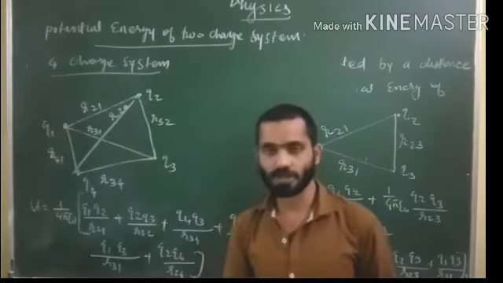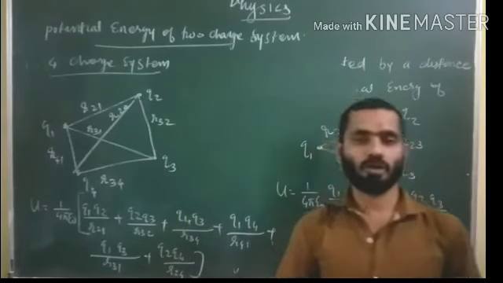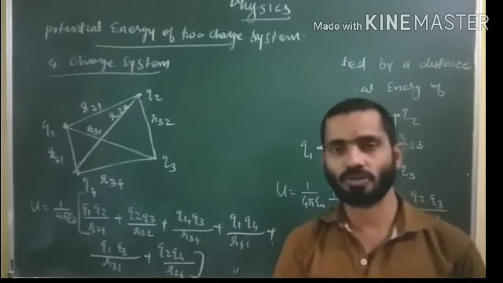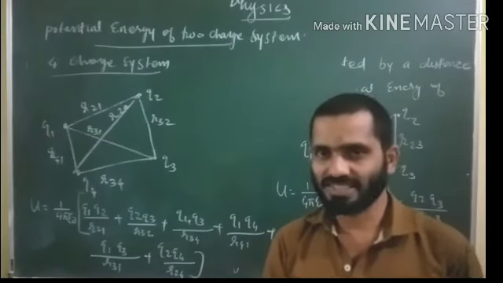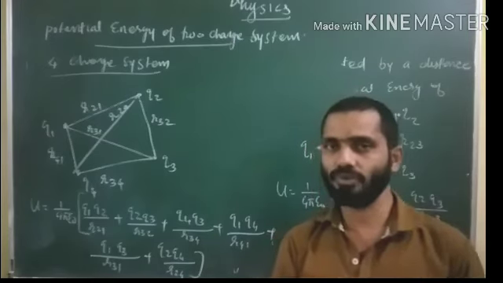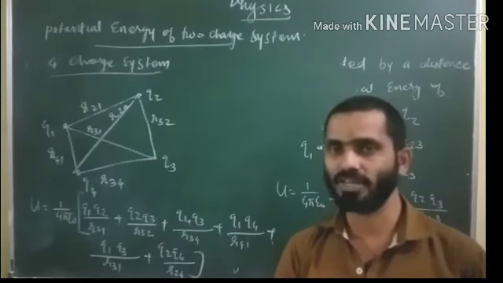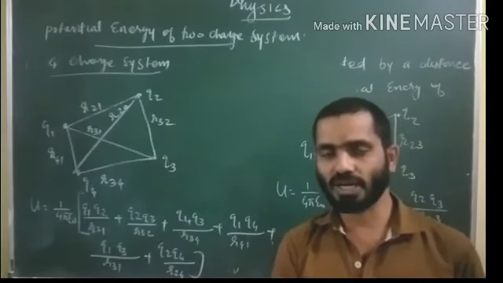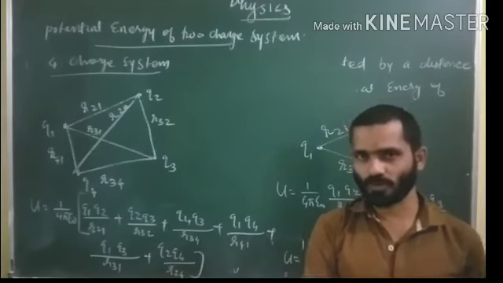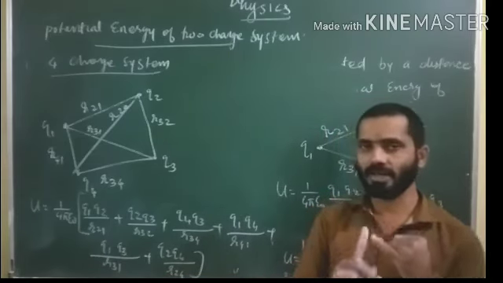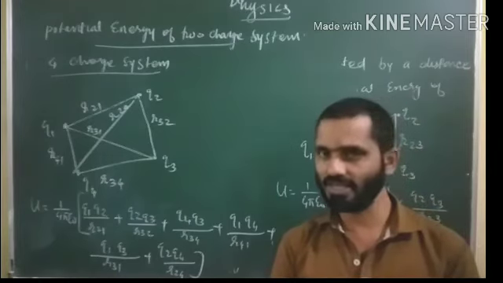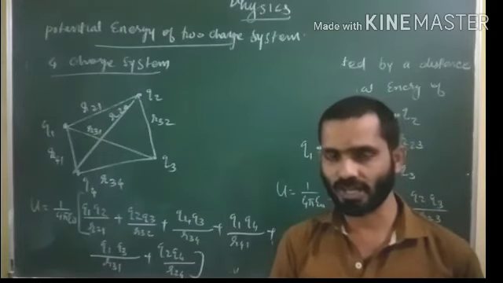I hope you have understood how we will be writing the relation for the potential energy of a system of charges. For a single charge, we can take Q into V. That is a very simple equation. If two charges are there, three charges are there, or four charges are there, you have to find it like this. Okay, I did it here for the two charge system, three charge system, and the four charge system.